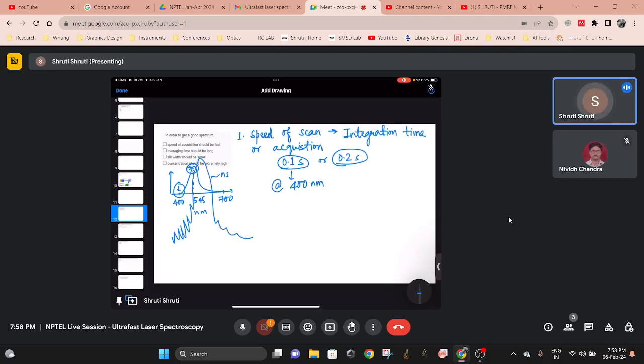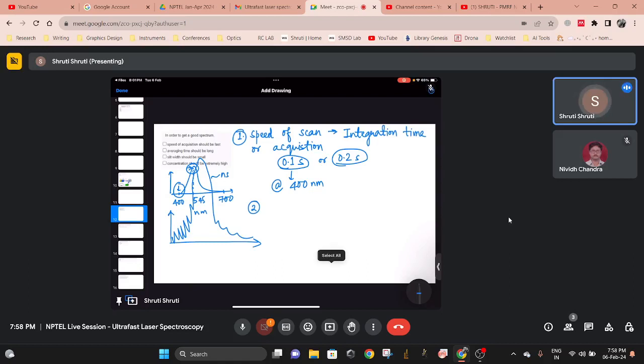So depending upon the sample, we can change the speed of acquisition. We have to play with it, adjust the parameters. So this is one thing. Next is the averaging time should be long. Now averaging time is more or less related to this, or how many spectra you collect and average out to make one single spectrum.